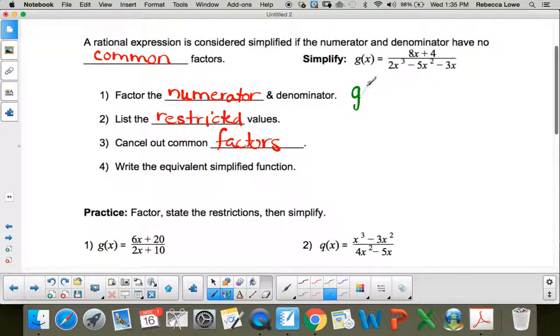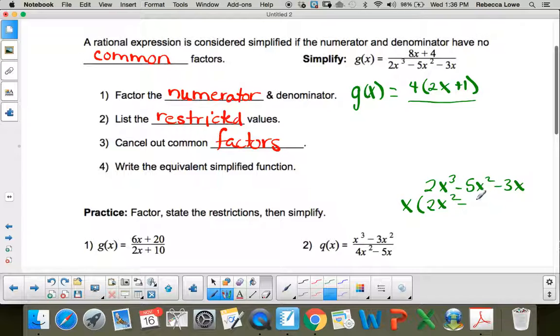The numerator has a common factor of 4. So I can factor out a 4, and then I have 2x plus 1. So there are two factors in the numerator: 4, and 2x plus 1 is the other factor. The denominator, well, this is the kind of stuff you're going to need to do off to the side, because when you factor this, you're going to need some space. So first thing I'm going to do is factor out the greatest common factor, which is x. All three of those terms have x in common, so I pull out an x first.